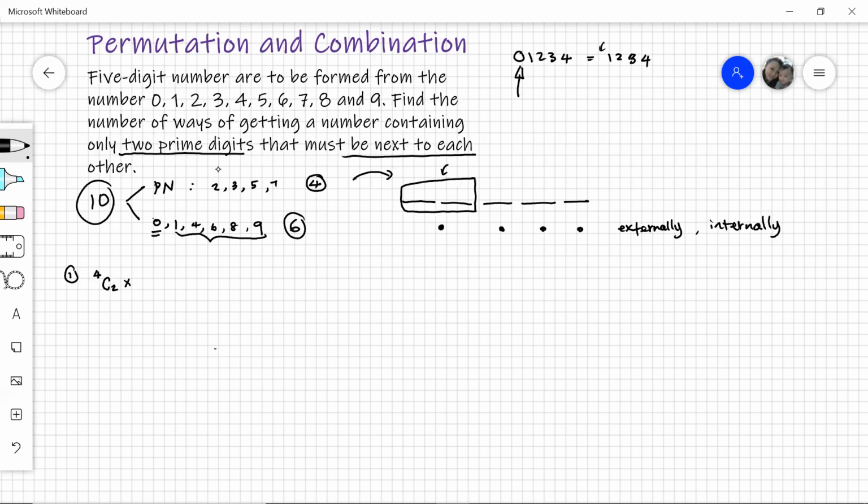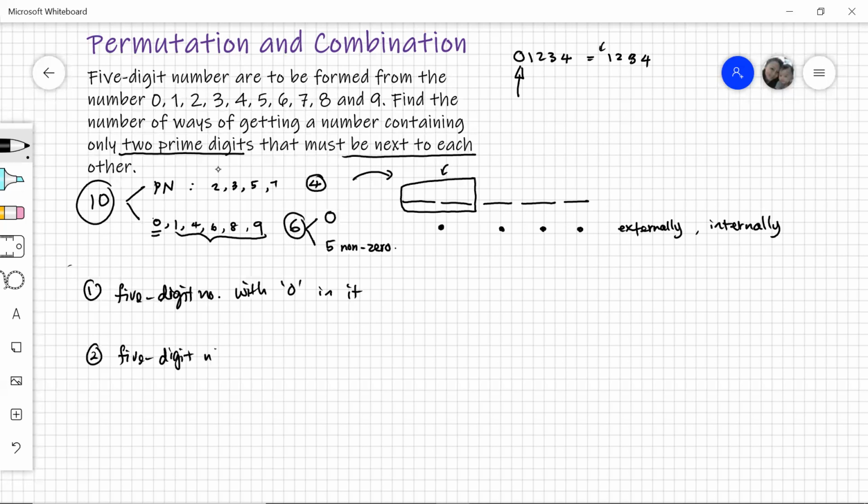So with that, out of these 6 numbers, we have to separate them into 2 groups. One is the 0 and another one is the 5 non-zero digits. Now we have 2 scenarios here. The first scenario is a 5-digit number with 0 in it. Another scenario is a 5-digit number without the 0 in it.